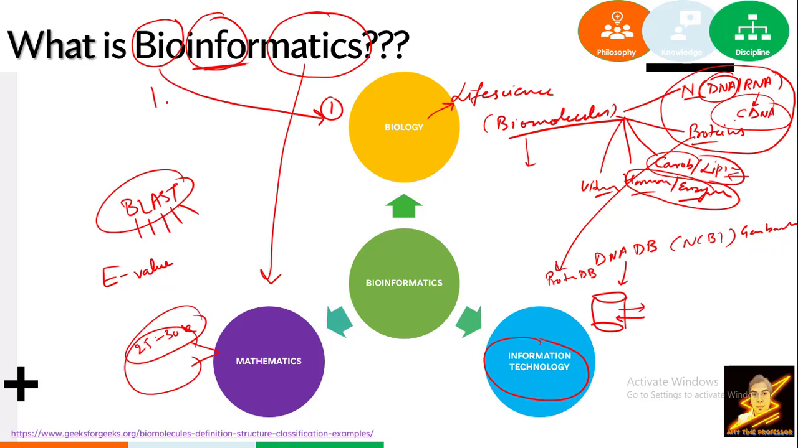So bioinformatics includes three different things. One is biology, second is information technology, and third is mathematics. So we can say that it's a combination or amalgam of various different disciplines. We can say that bioinformatics is an interdisciplinary branch that deals with biology, information technology, and mathematics. Same thing, but different ways to say.